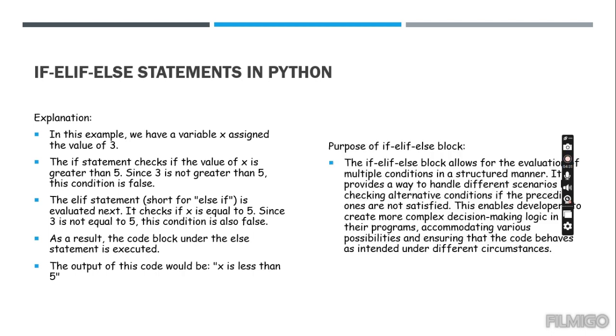Purpose of if-elif-else block. The if-elif-else block allows for the evaluation of multiple conditions in a structured manner. It provides a way to handle different scenarios by checking alternative conditions if the preceding ones are not satisfied. This enables developers to create more complex decision-making logic in their programs, accommodating various possibilities and ensuring that the code behaves as intended under different circumstances.